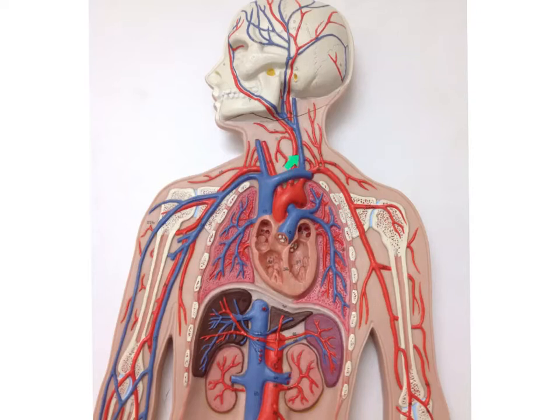Our common carotid will branch and make the external carotid and the internal carotid arteries. Our brachiocephalic will branch and it will form the right common carotid artery and the right subclavian artery, which would then go to axillary and then brachial.